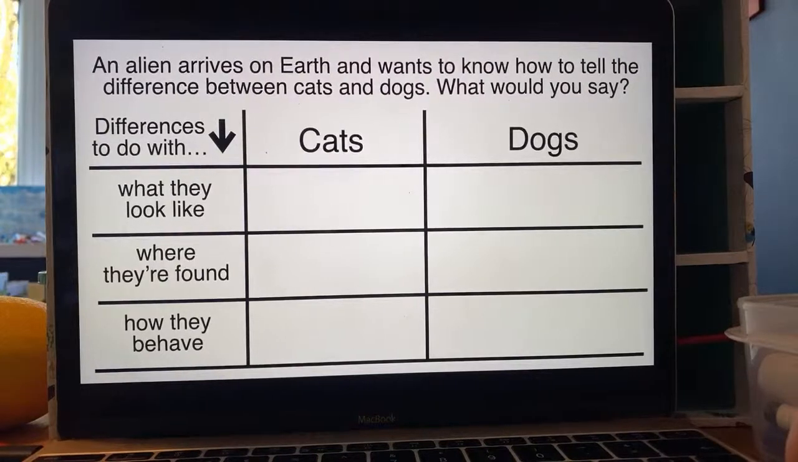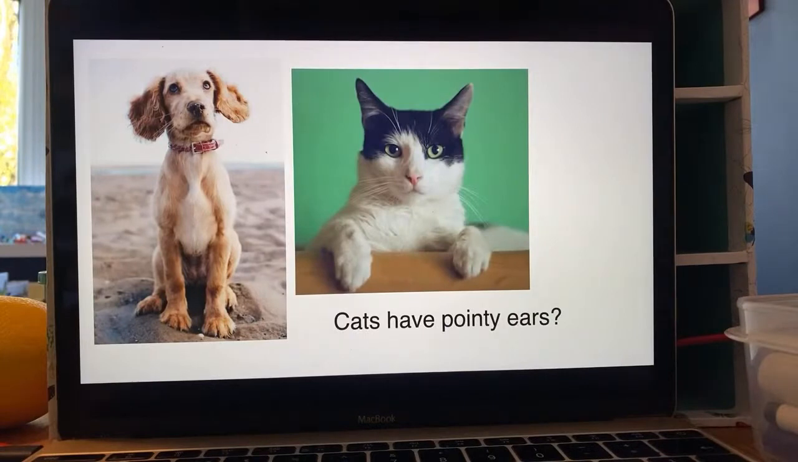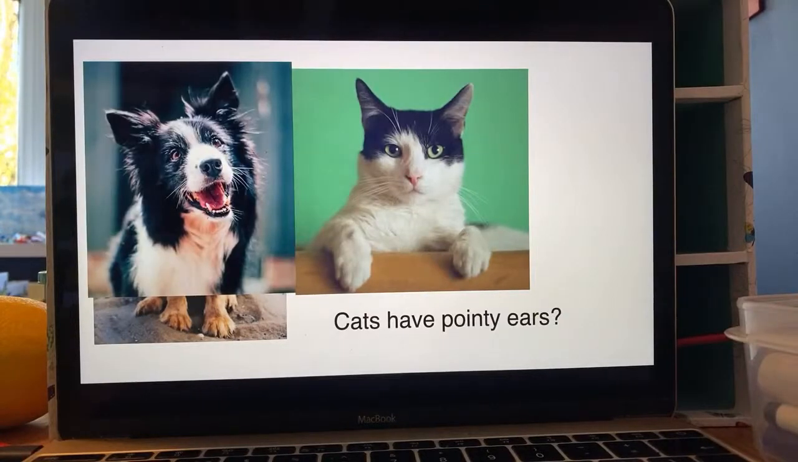Okay, let's go through it. The first thing that I thought was, cats have got pointy ears, so that would be a good way for the alien to tell the difference. But actually, a lot of dogs have pointy ears, don't they? I mean, here is a picture of 2 fluffy things with pointy ears that both have bits of pink and black and white on them, and they both got whiskers. How would you actually tell an alien the difference between that cat and that dog, really?